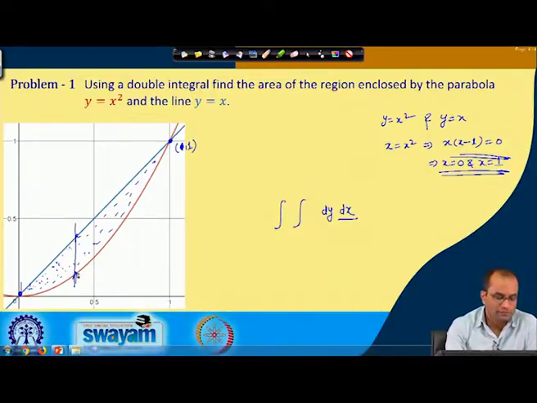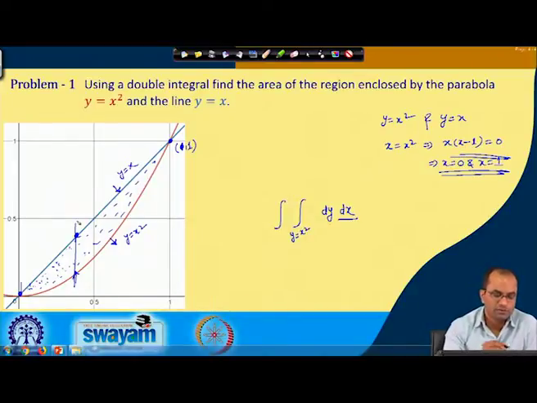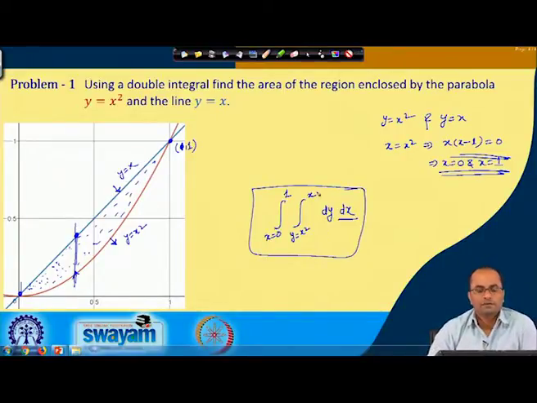So, here this curve is y is equal to x square and the above one here is y is equal to x. So, in the direction of y we are entering through this curve y is equal to x square and leaving this area by this curve y is equal to x, the straight line. So, here the limits of y will be y is equal to x square to y is equal to x, and such lines are moving from x is equal to 0 to x is equal to 1. So, this integral will give us the area of the region bounded by these two curves.